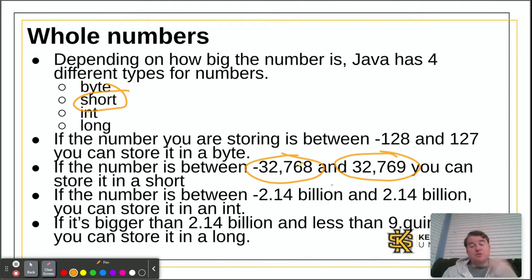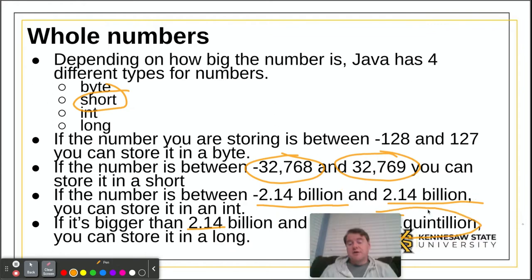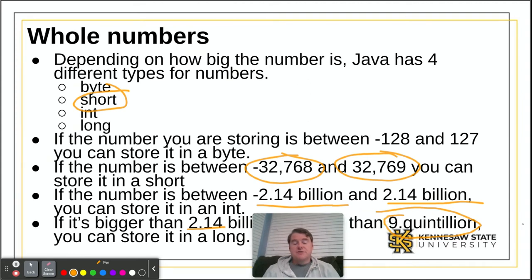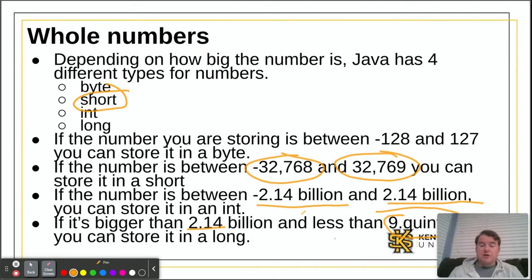A short, which is 2 bytes, so 16 bits, is able to store from -32,000 to +32,000. An int is going to be 4 bytes, and that's going to be able to store from -2.14 billion to +2.14 billion. It's a more specific number than that, but that's the approximation. And longs are able to store numbers greater than 2.14 billion all the way up to 9 quintillion. That's a very large number. So if you're trying to store a number that's huge, you're going to need a long. Most of the time, you're going to use an int for everything else.